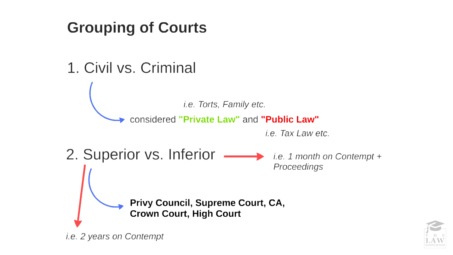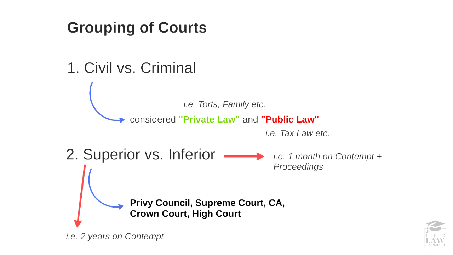Another grouping or division would be superior and inferior courts. One of the main criteria that define whether a court is superior or inferior is the duration of punishment or sentence that can be brought down by the court itself against an offender. So, for example, an inferior court might have the purview to punish an individual for 1 month on contempt proceedings, whereas a superior court for a similar charge of contempt might have the opportunity of sending an offender to jail for 2 years or more. Now, examples of superior courts are the Privy Council, Supreme Court, the Court of Appeal, Crown Courts, and High Court. Any court that has an appellate jurisdiction can be considered as being a superior court of law.